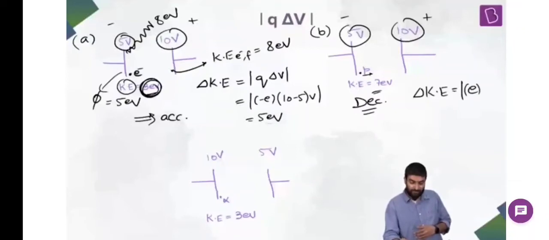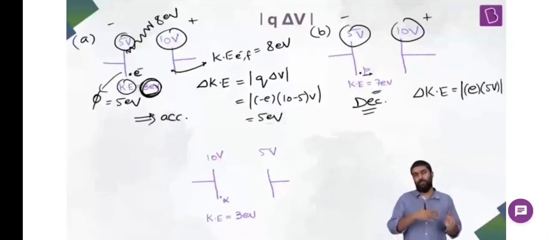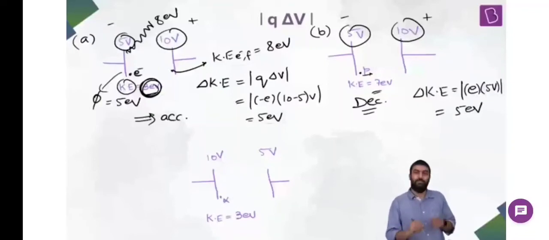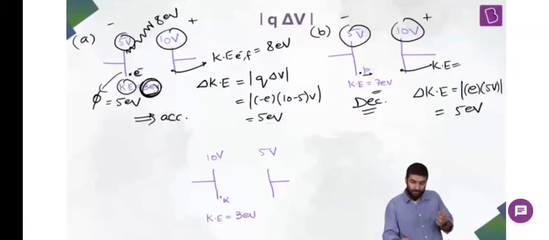So what is Q? Plus e because it is a proton. And what is delta V? Delta V is then again 5 volts. Doesn't matter if you do 5 minus 10 or 10 minus 5, we have a mod out of it. Okay. This is then again what? 5 electron volt. But then this decelerated, right? So if this decelerated, this kinetic energy value here becomes equal to 2 electron volts.